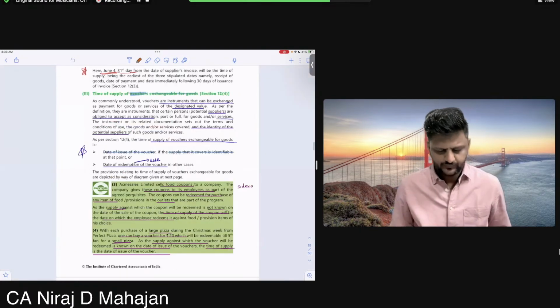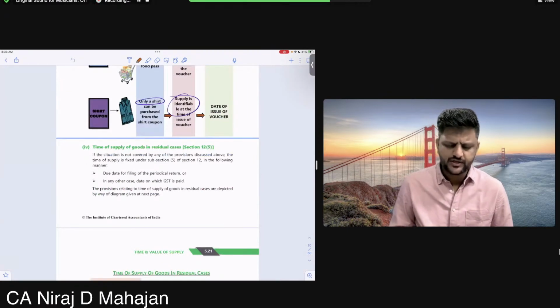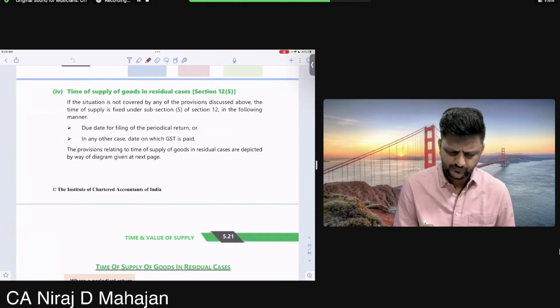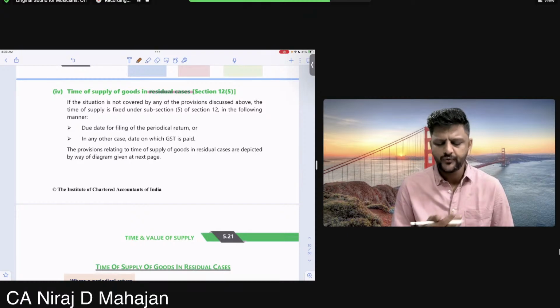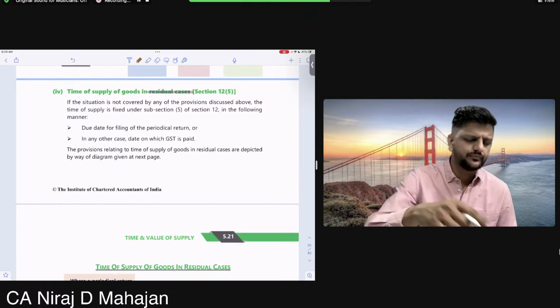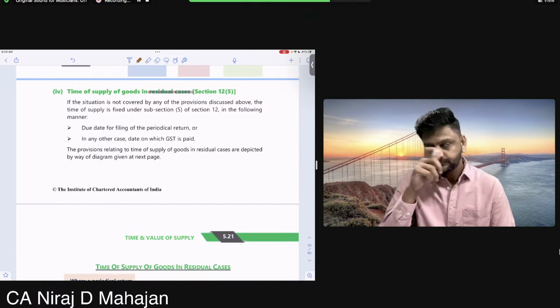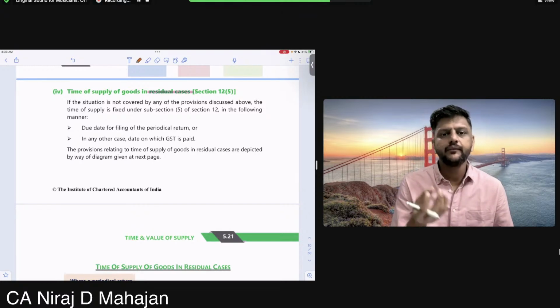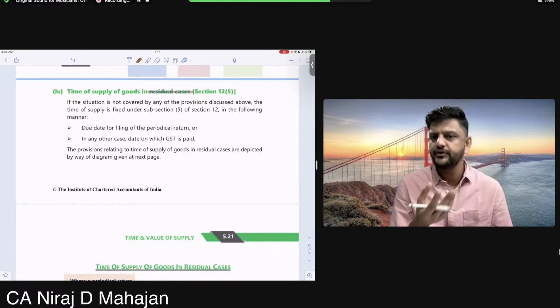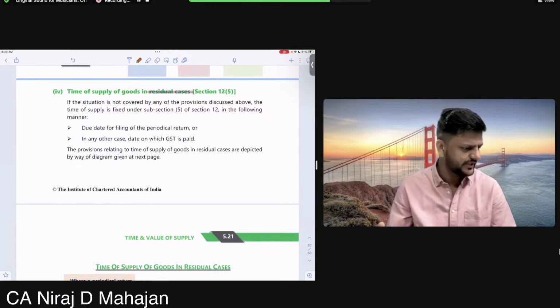All right. And time of supply in residual cases, remaining cases. If the situation is not covered by any of the above provisions, that is always residual. Books of accounts are not available, bank statements are not available, the date when the goods are received is not available, we don't know any of that. So again, this is a residual case.